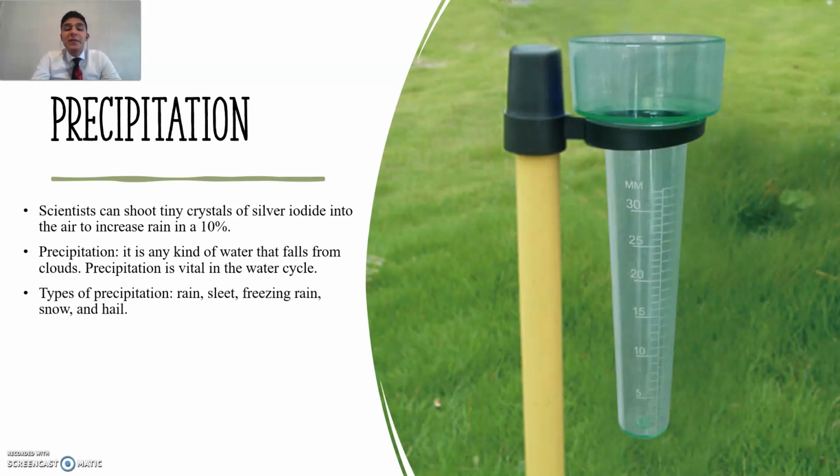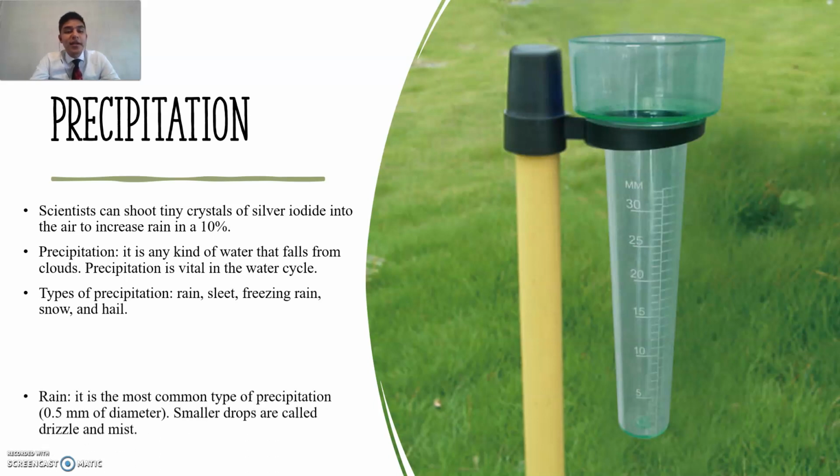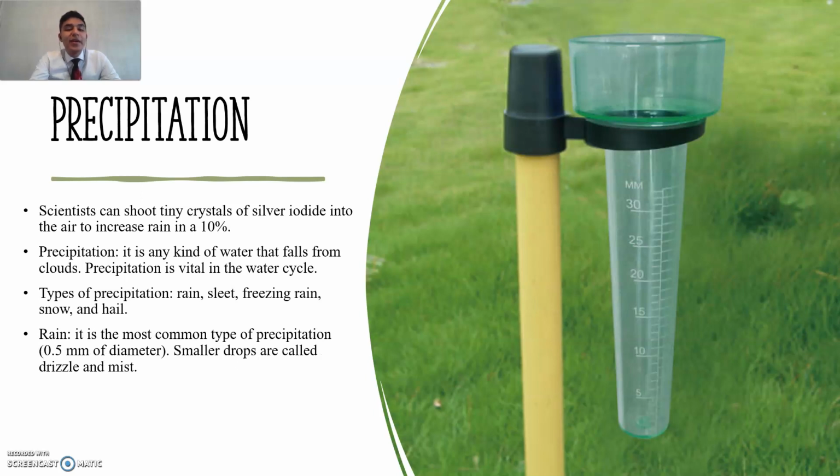We have types of precipitation. These are all the types of precipitation that we are going to find on Earth, which are going to be rain, sleet, freezing rain, snow, and hail. Anyways, we're going to study them a little bit later on. We're going to start by analyzing what rain is. And it is the most common type of precipitation.